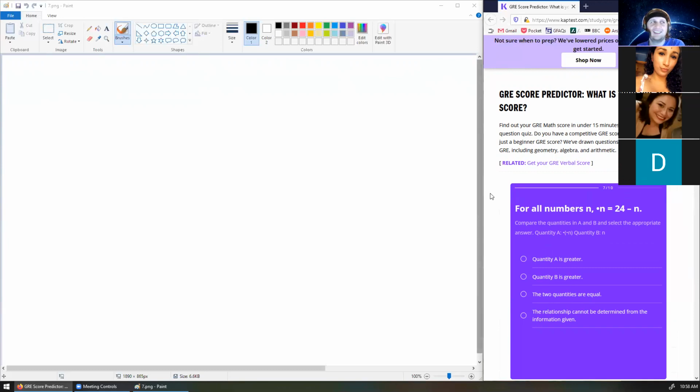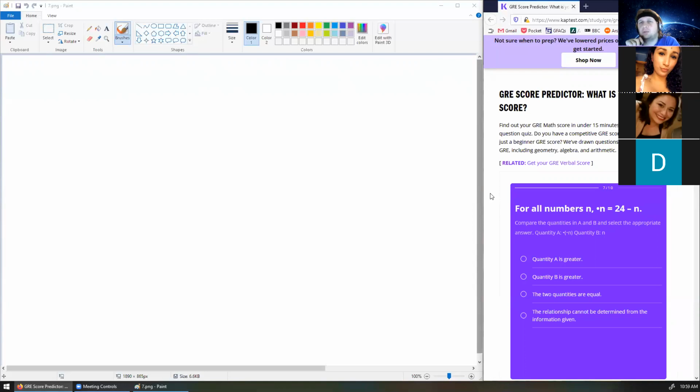Okay, so for all numbers n, dot n equals 24 minus n. Compare the quantities in A and B and select the appropriate answer. Quantity A, dot n. Quantity B, n. Okay, so that's the reading of it.